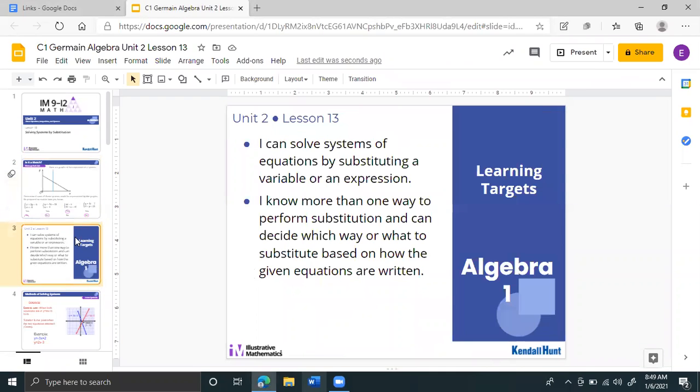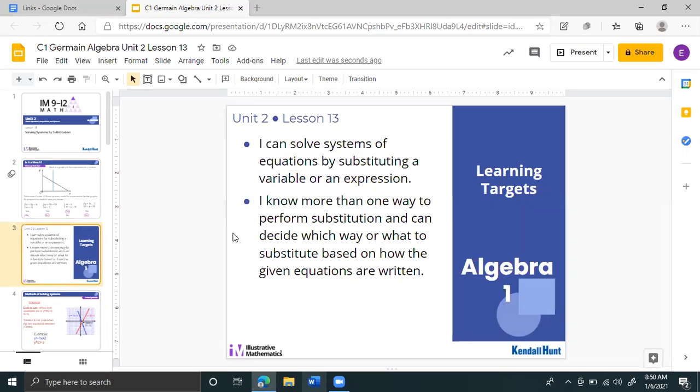Okay, so today in class, we're going to be solving systems of equations by substituting a variable or an expression. Okay, so I'm going to talk a little bit more about that. So we're going to have a system of equations, right? And we learned last unit that we can solve them using substitution by isolating one of our variables in one of our equations and substituting the opposite side of the equal sign in for that variable in the second equation. It's going to make more sense when we look at another example.